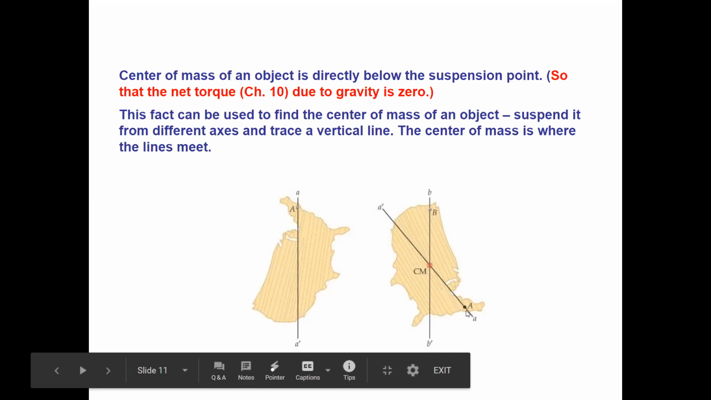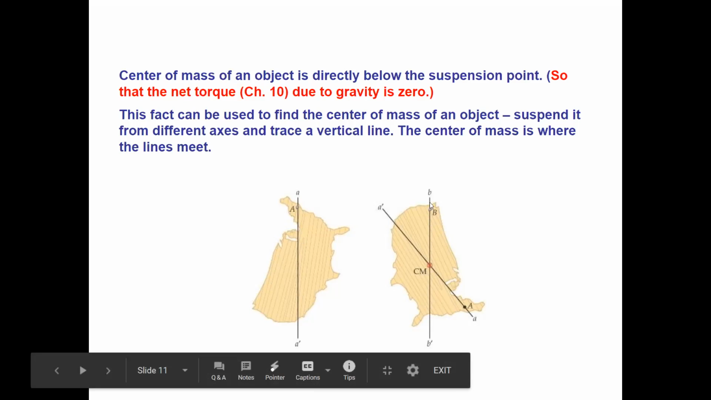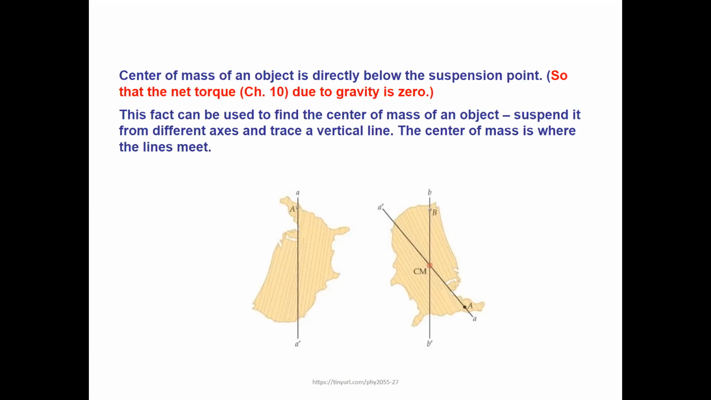Now you can hang the object at another point, a point B here. Again, the vertical line through point B should be going through the center of mass. So when these two lines intersect, that will give you the center of mass of this irregular shape. That's how you can determine the center of mass for an object if the object is an irregular shape object.